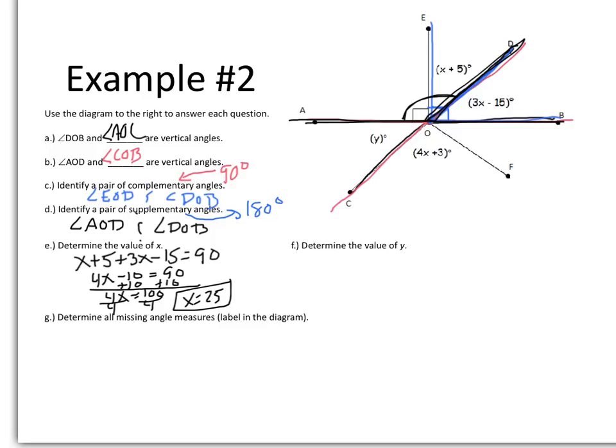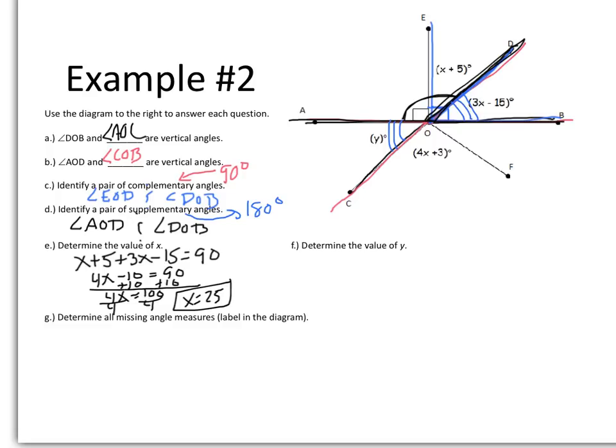Part F. Determine the value of y. How are we going to determine the value of y? Well, we know that we've solved for x already, and we found out in part A that angle AOC and angle DOB are vertical angles, meaning they are congruent, meaning they have the same angle measure. Let's give those tick marks. We'll give them the Adidas.